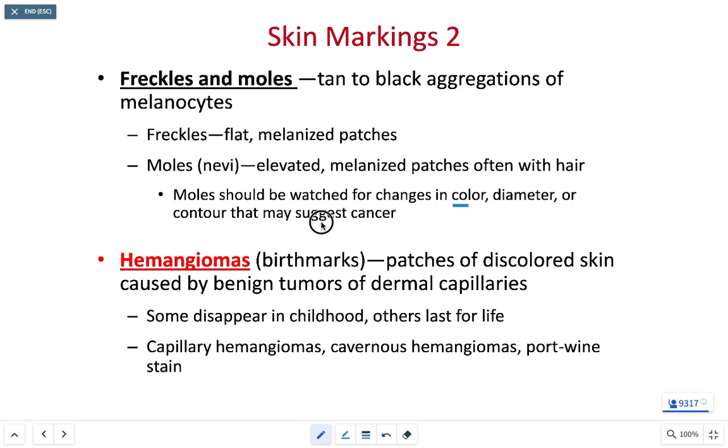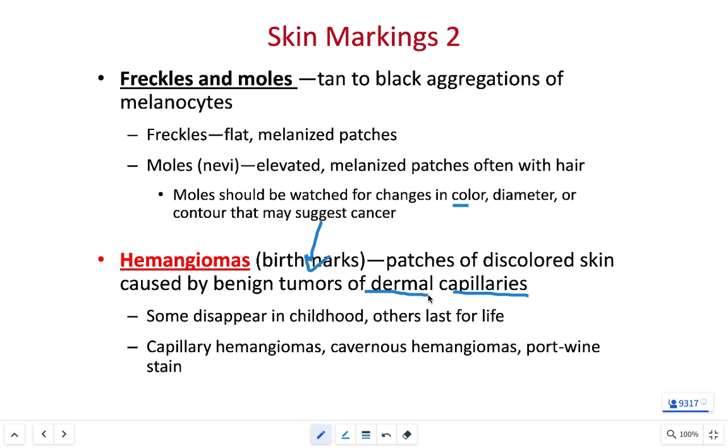Now, we also could have a birthmark or hemangioma. And sometimes these are referred to as strawberries. These birthmarks or hemangiomas are going to be caused by lots of capillaries within the dermis growing out of control. It's an abnormal concentration of blood capillaries within the dermis. So they tend to be pink and three-dimensional.